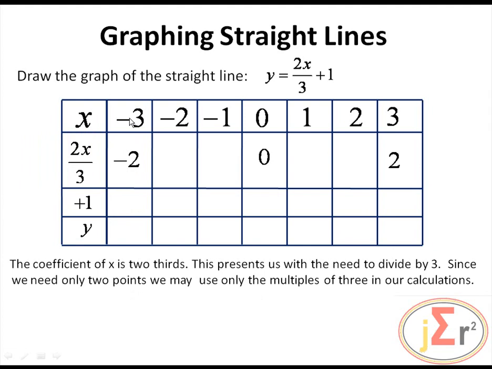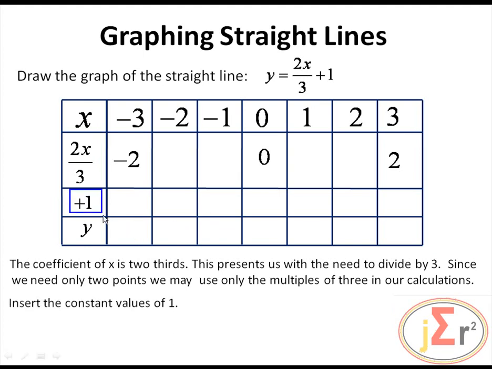When we divide by 3, we do not get a remainder. So if we divide negative 3 by 3, we are going to get negative 1. And we're going to take negative 1 and we multiply by 2, we get negative 2. Here, we take 0 and we divide by 3 and we get 0. So we multiply 0 by 2 and we still get 0. Here, x is 3. So 3 divided by 3, the 3's are gone. So we are left with 2. So 2 is what we have right there.